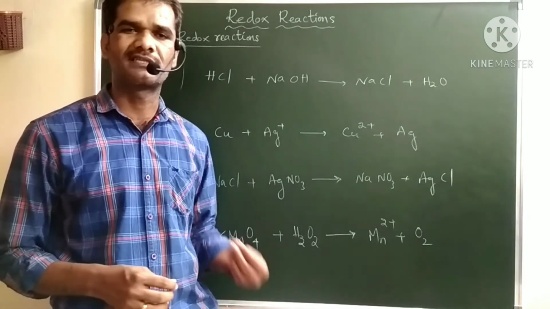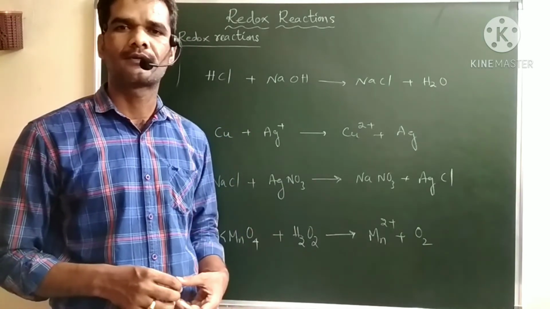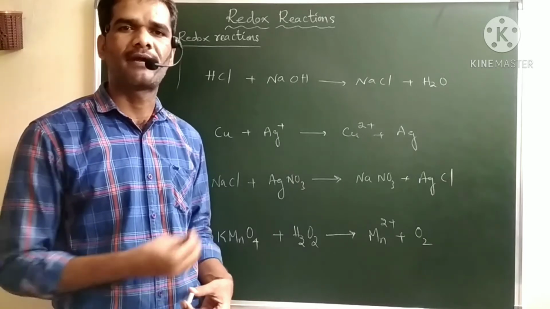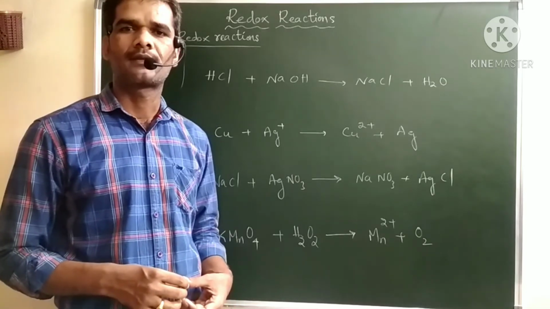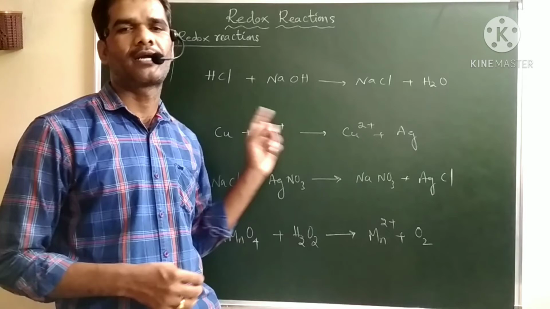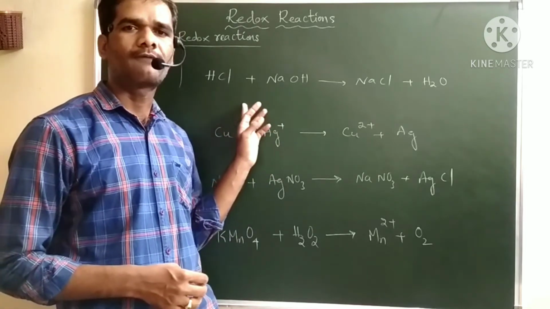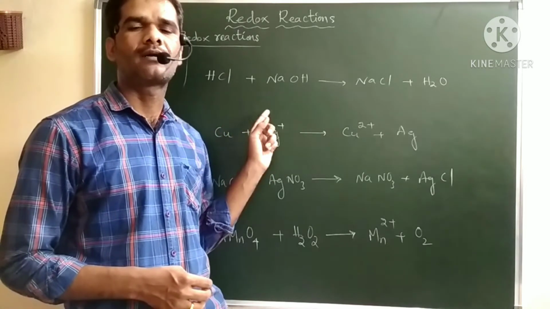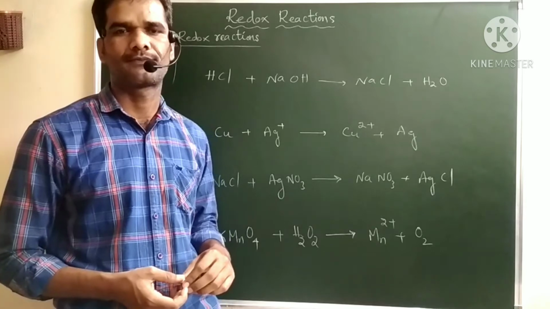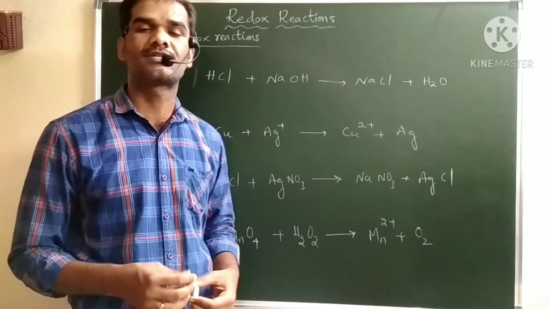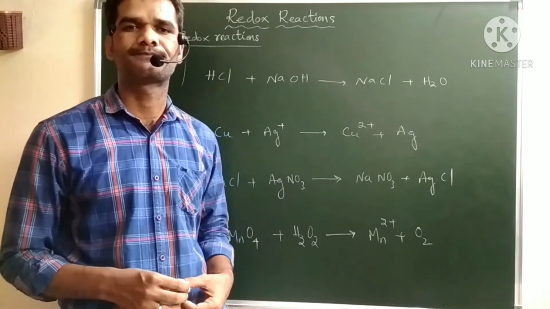Then how can we identify this oxidation reaction and reduction reaction? This part we have discussed already in the last video. If you want, you can see it. I'll provide the link in the description: identification of oxidation and reduction reactions. That is based on the change in oxidation state, which you can identify.